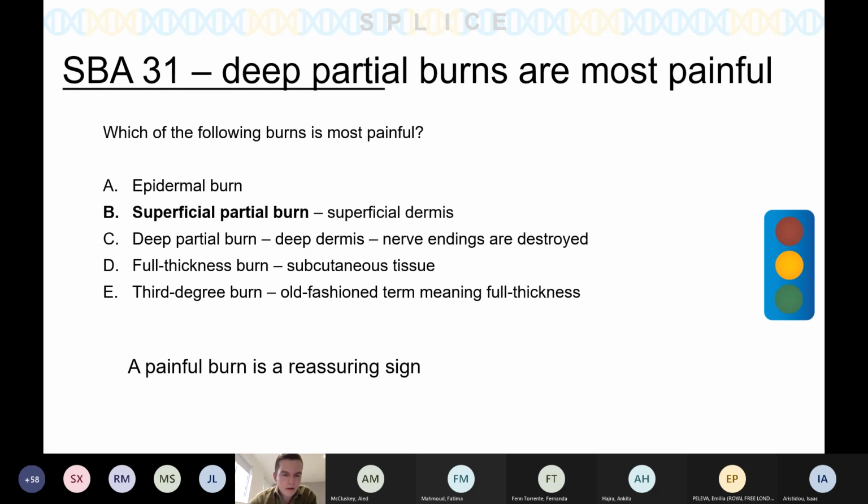Is that important to know? I don't know, but I thought it was interesting, so I've included it because it relates to the anatomy of the skin.